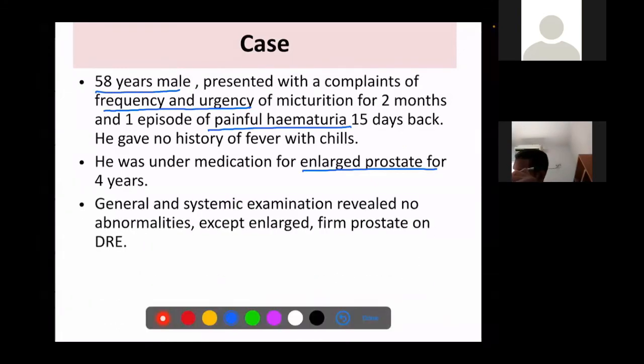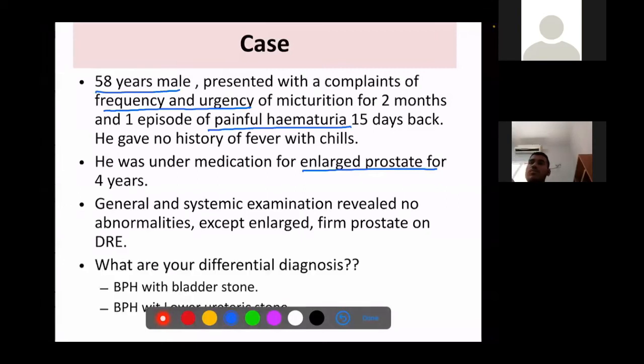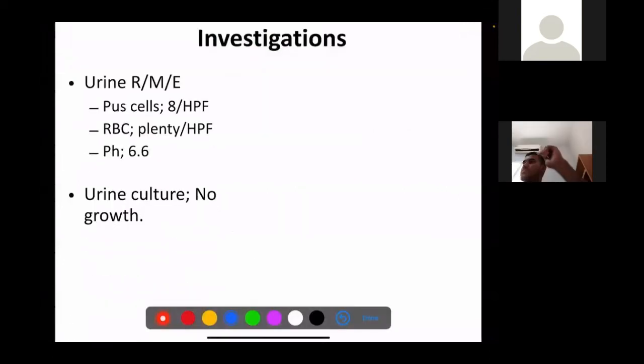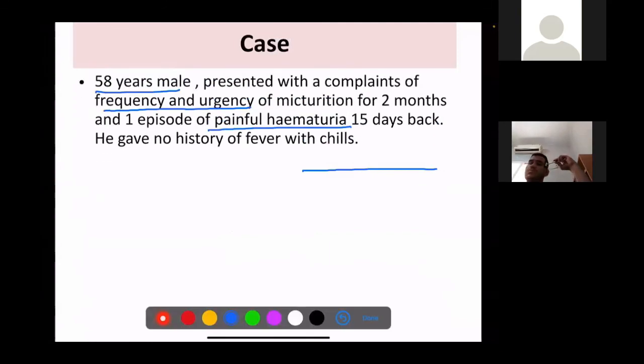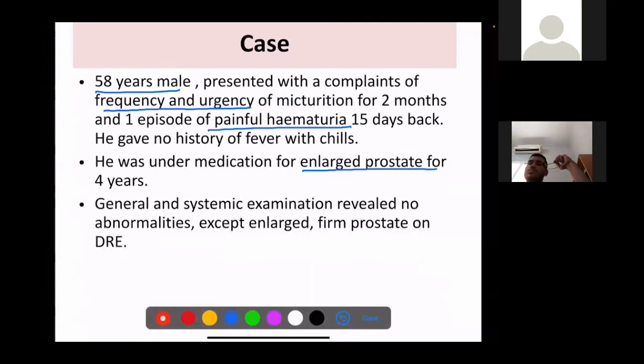And all the examination was normal, and the DRE shows there is an enlarged prostate. So what could be your diagnosis? Obviously, there is a BPH, no doubt, but the symptoms of BPH are associated with the new onset of painful hematuria and frequency, urgency.